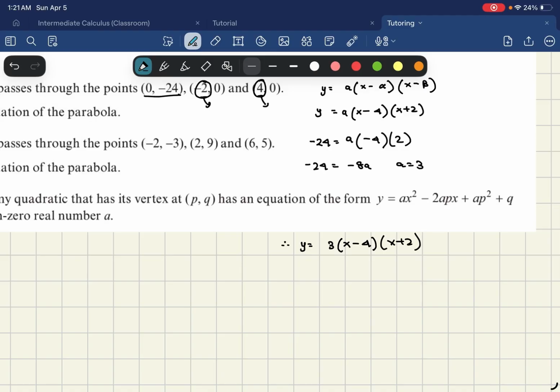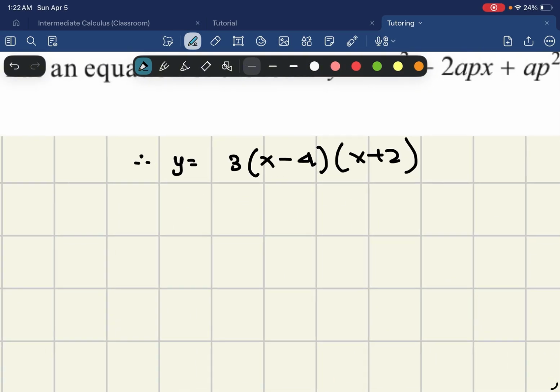And you can actually just keep it as it is, but I believe the textbook might want you to expand on this. So if you expand, you get 3x squared minus 2x minus 8, I believe, and that gives you 3x squared minus 6x minus 24.